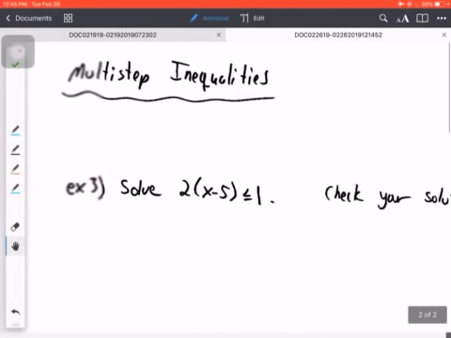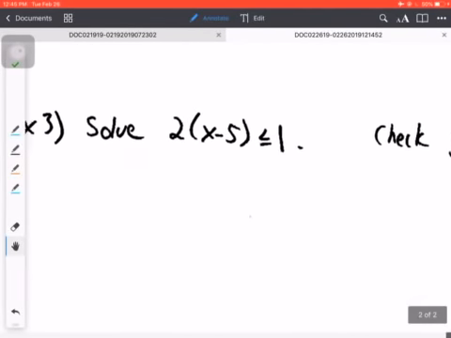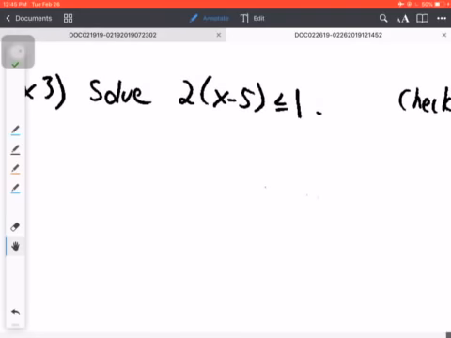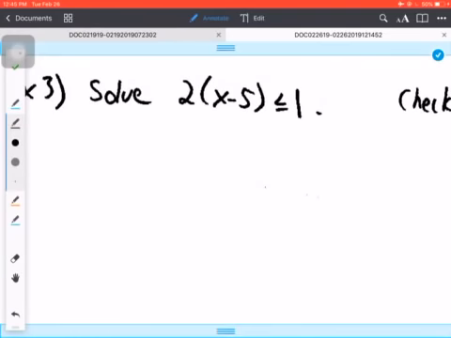with inequalities. So, same exact process that we're going to use. We are going to make sure that we simplify first. Now, there's a couple different ways that you can do this, and it really depends on the situation.